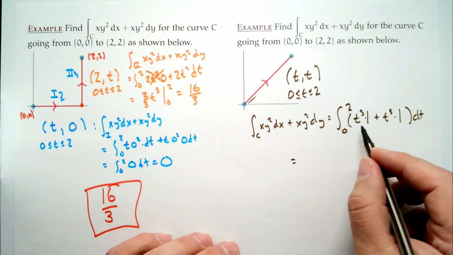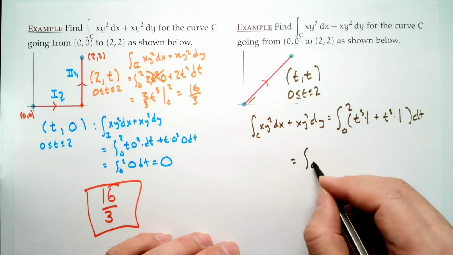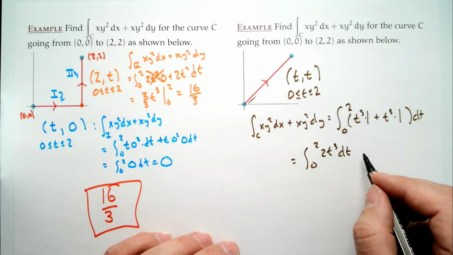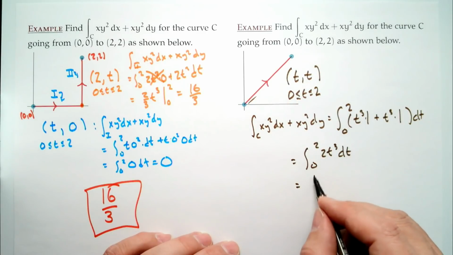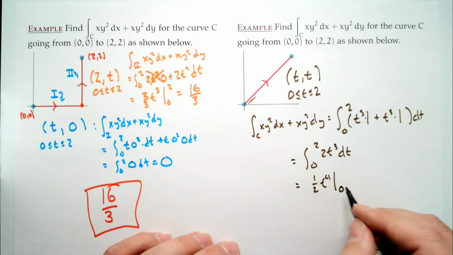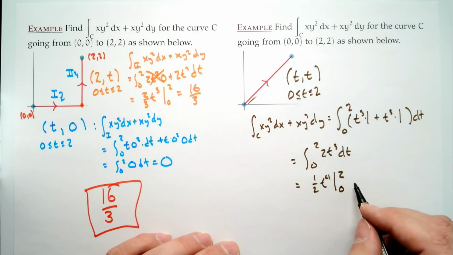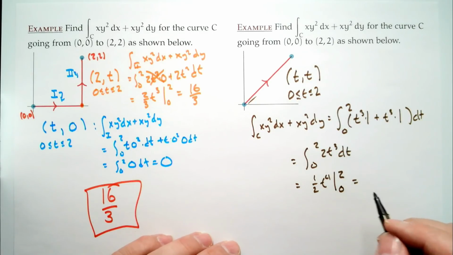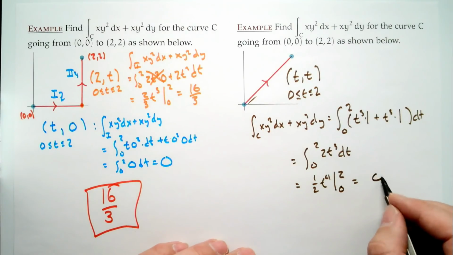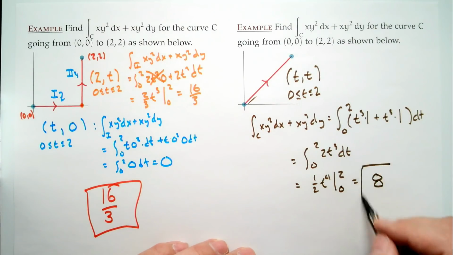Okay, so t cubed plus t cubed is 2t cubed. What's the integral of 2t cubed? 1/2 t to the 4th. And we're going to go from 0 to 2. We plug it in. Well, t to the 4th, 16 times 1/2, 8. And that's just one piece.